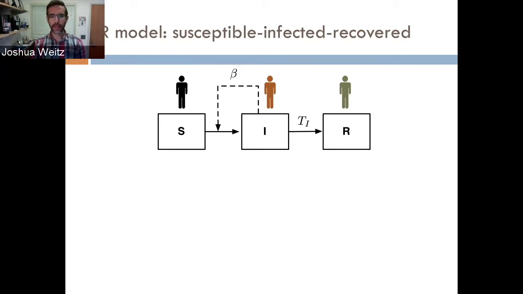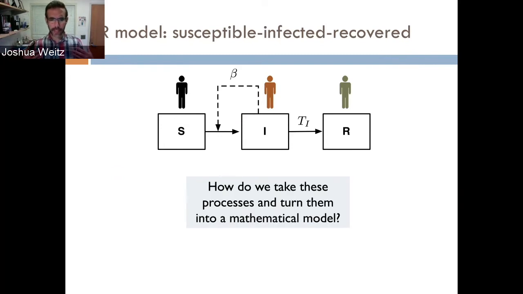In this model, we think of infectious individuals coming in contact with susceptible individuals, leading to a new infection with some rate beta. And there's a typical recovery period here, Ti, from which an infectious individual becomes recovered. And we've obviously already provided to you the equations that correspond to this representation. But I think the question often arises, particularly given the mixed nature of this hands-on workshop, from the biological side, where do these equations come from? How do we take these processes and turn them into a mathematical model?